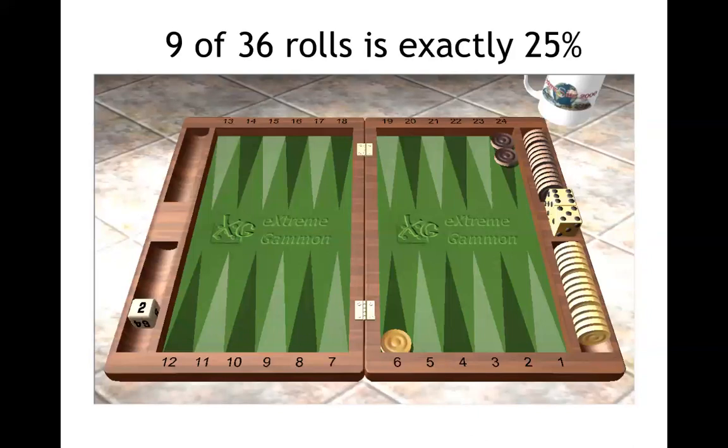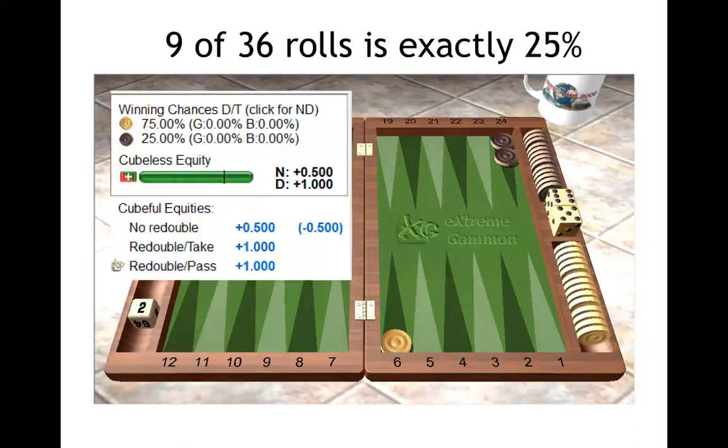And if we look at the equity, it doesn't matter here. When I say equity, see the possibilities. So to really explain this chart, we can see these winning chances up here. White wins 75% of the time. Black wins 25% of the time. And the redouble take and redouble pass are exactly the same in this position. This is called a perfectly efficient cube. And actually, this is the goal in backgammon, to get to a perfectly efficient cube.